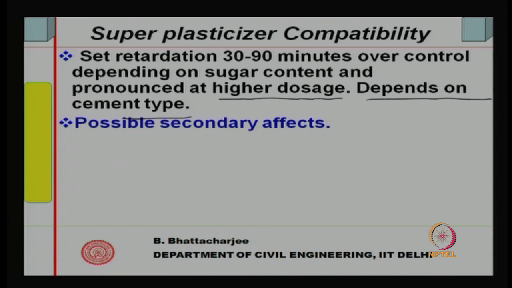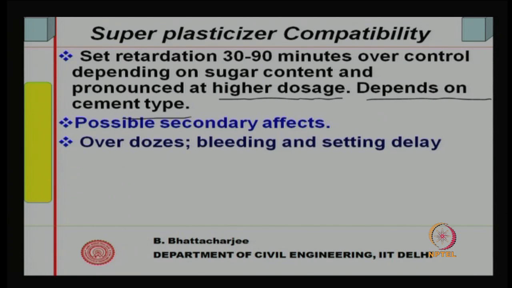There can be some secondary effects. For example, if you do overdosing, this can result in bleeding and setting delay. It can result in high bleeding, where a lot of excess water might come out of the system, and setting delay can also be there. So, one has to know about dosing, and the right kind of compatibility should be seen.